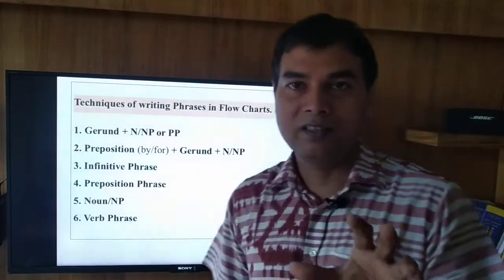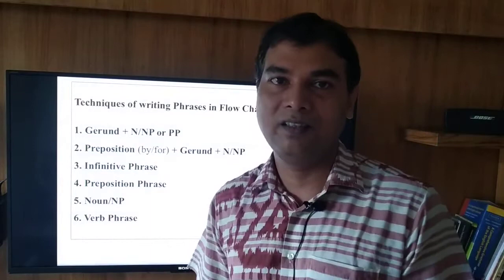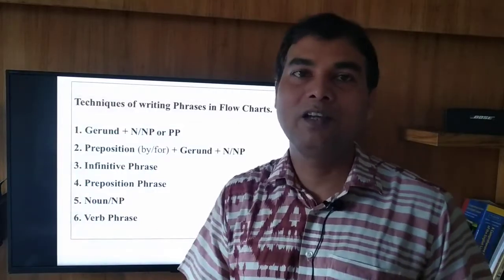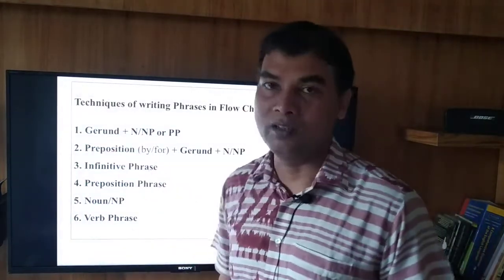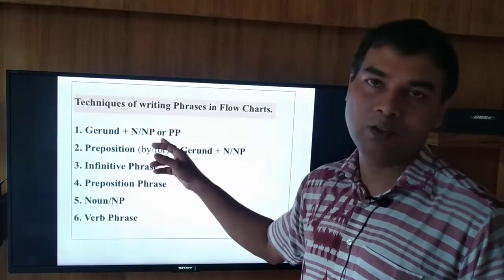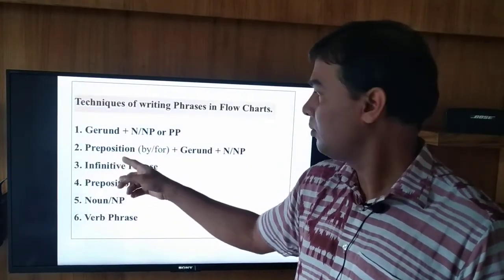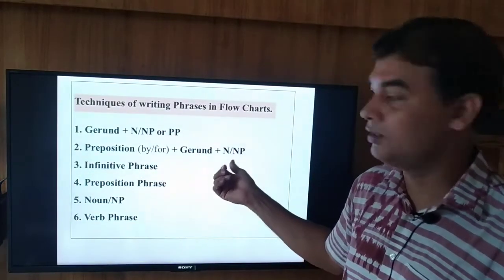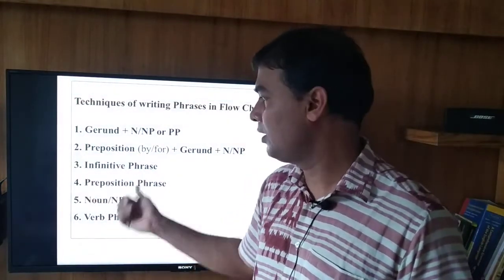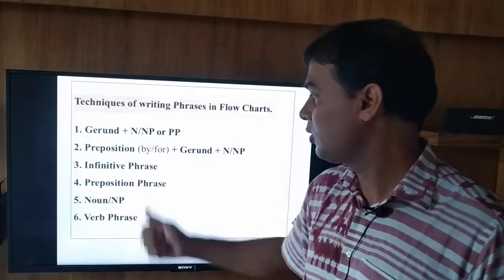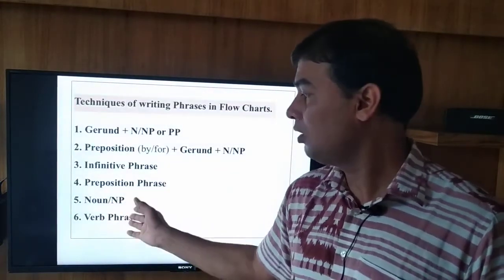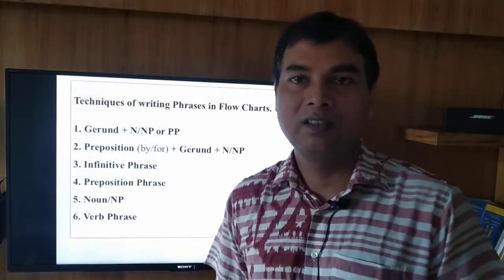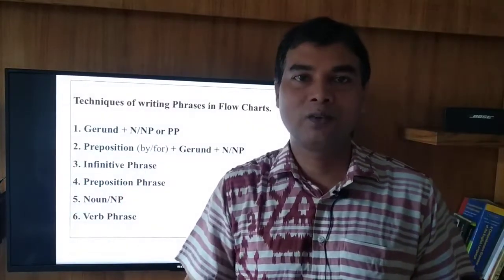Now there are 6 basic techniques, and if you can understand them very well, then you will be able to write the flowchart correctly. Okay, technique number 1, gerund plus noun or noun phrase or prepositional phrase. Number 2, preposition, for example by or for, then gerund, then noun or noun phrase. And third technique, use infinitive phrase. Technique 4, prepositional phrase. And 5, noun or noun phrase. And number 6, verb phrase. Okay, these are the most common 6 techniques you can use to write flowchart correctly.